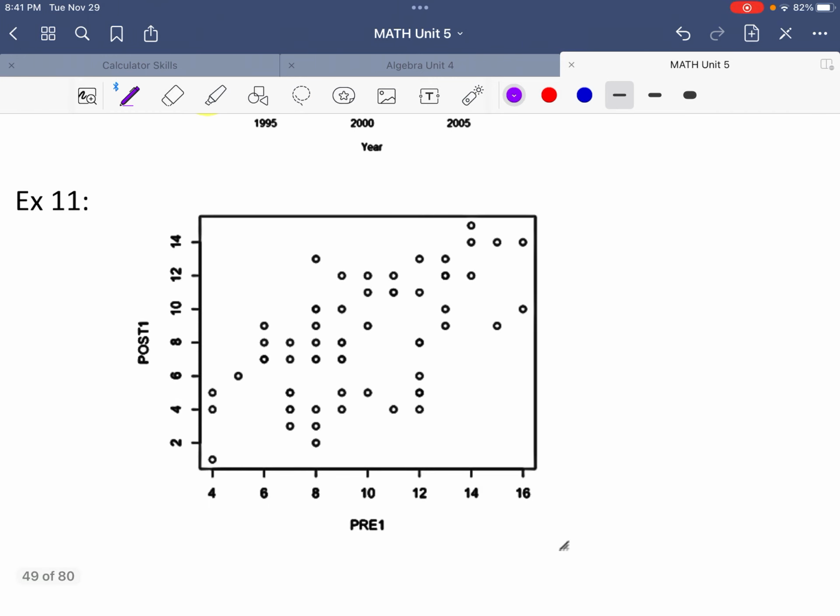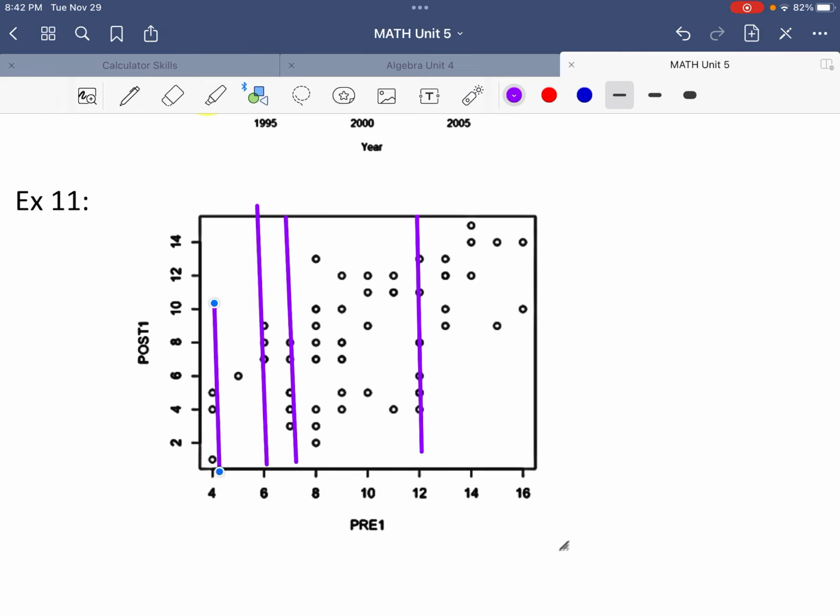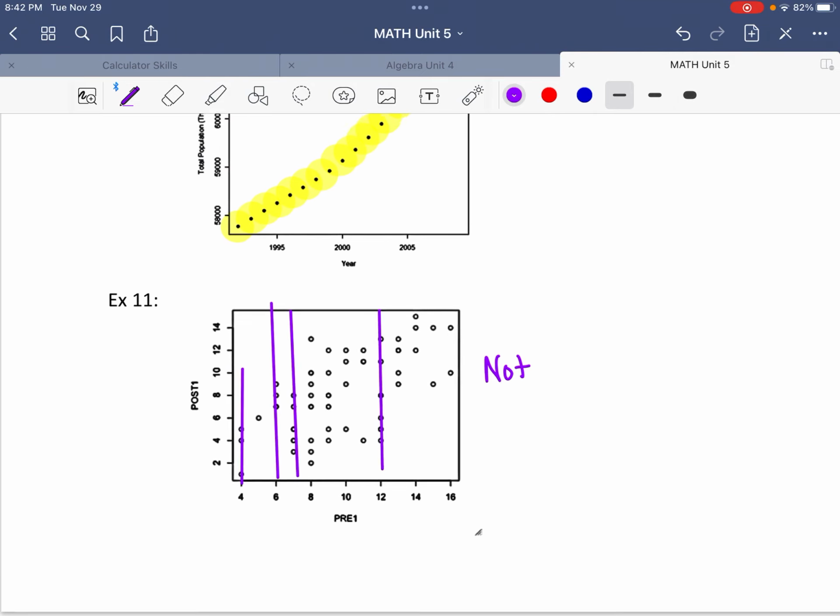This would not be considered a function for the simple fact that if I draw a vertical line through those points, or those points, or those points, or several other points that are on this graph, they would all have the same x value. So this, my friends, is not a function.